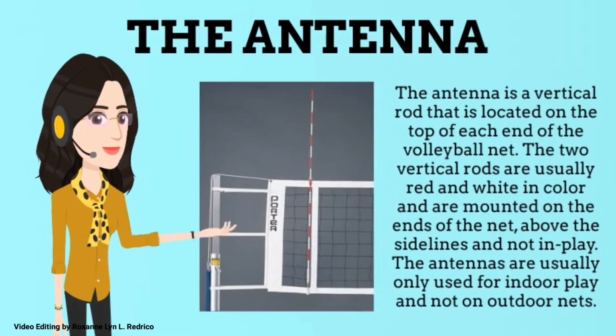Next is the antenna. The antenna is a vertical rod that is located on the top of each end of the volleyball net. The 2 vertical rods are usually red and white in color, and are mounted on the ends of the net, above the sidelines, and not in play. The antennas are usually only used for indoor play, and not on outdoor nets.